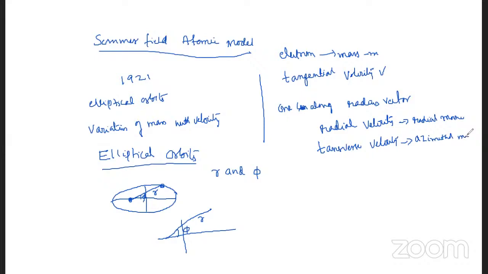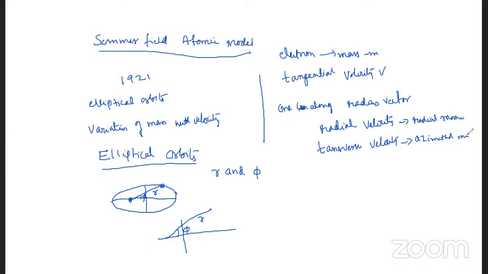So as we know, the tangential velocity has been resolved into two components, one along the radial direction and another along the transverse direction. Corresponding to these velocities, the electron has two momenta, one along the radius vector, called the radial momentum, and the other perpendicular to the radius vector, known as the azimuthal momentum.